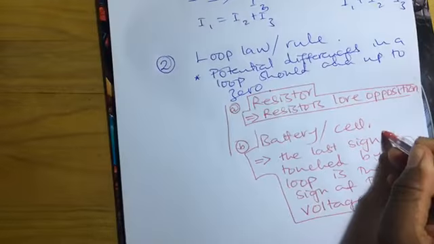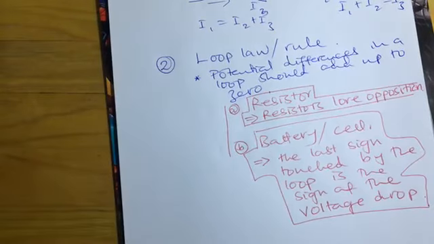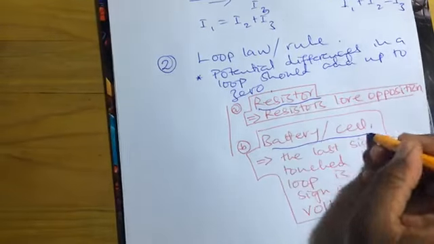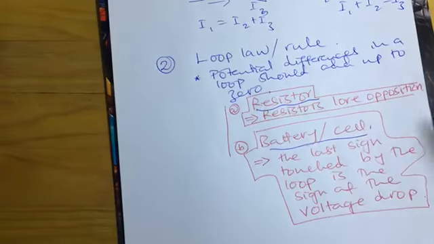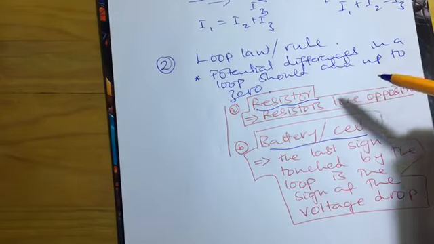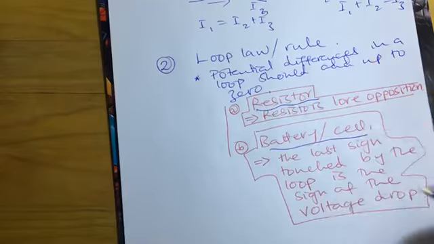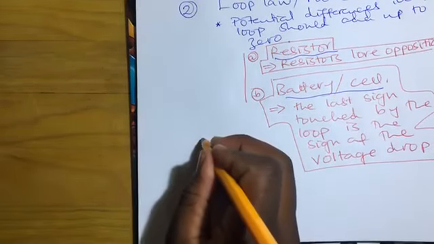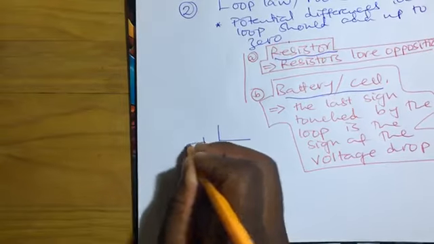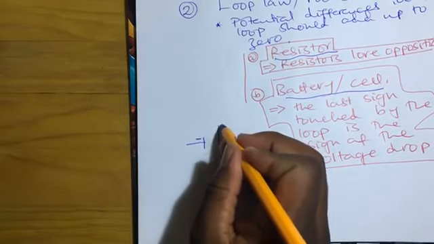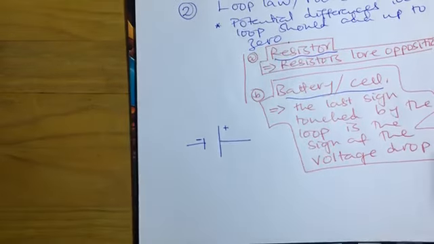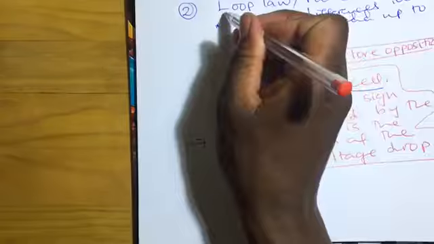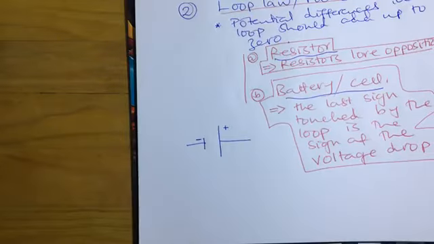So these are very important mnemonics that you guys should know. For resistors, resistors love opposition. They love it when they are being opposed. For batteries, the last sign touched by the loop is the sign of the voltage drop. And then, by convention, we are going to take the shorter part to be negative, the taller part to be positive.